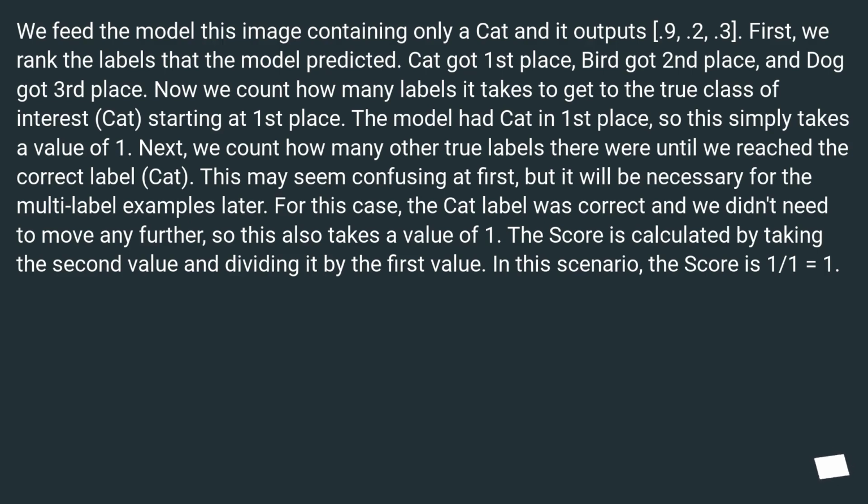Next, we count how many other true labels there were until we reached the correct label, cat. This may seem confusing at first, but it will be necessary for the multi-label examples later. For this case, the cat label was correct and we didn't need to move any further, so this also takes a value of 1. The score is calculated by taking the second value and dividing it by the first value. In this scenario, the score is 1/1 equals 1.